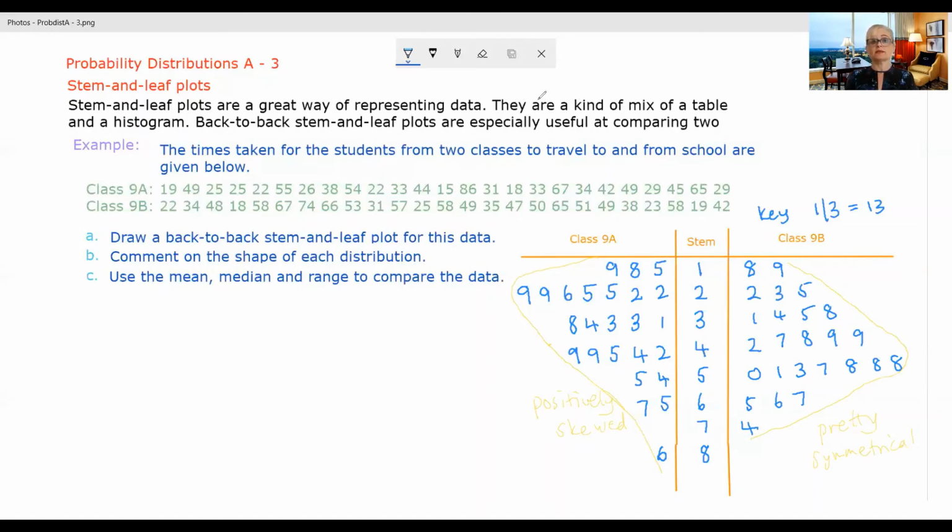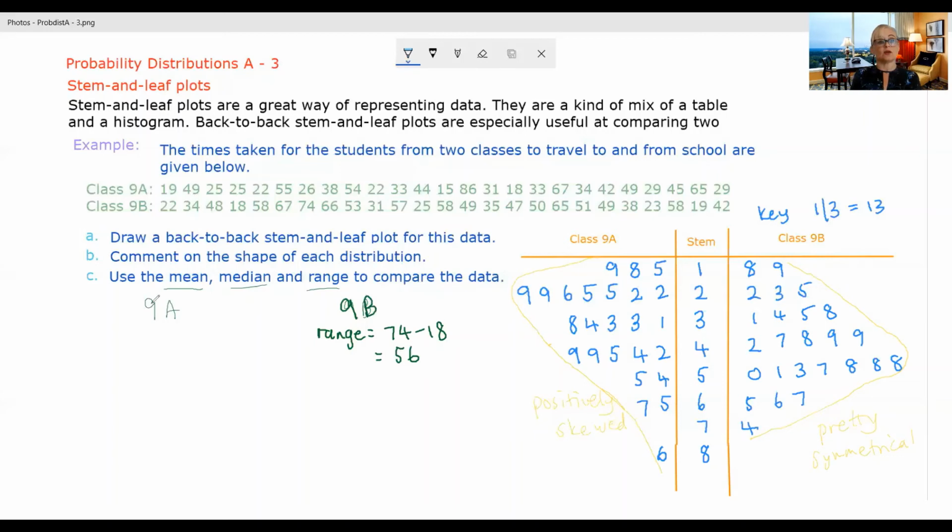Now, to do part C, we need to know how to calculate these things. The range is very easy, so let's do that first. So for 9A and for 9B. All right, so the range is always going to be your largest score minus your smallest score. So for class 9B, it'll be 74 minus 18, which is 56.